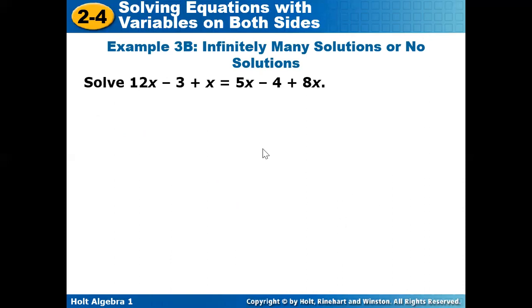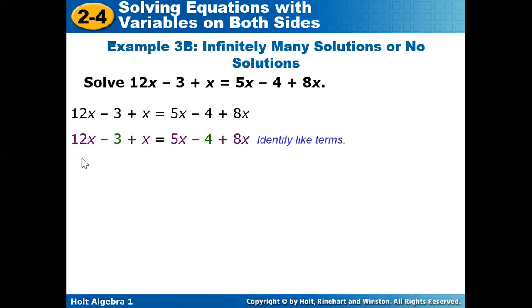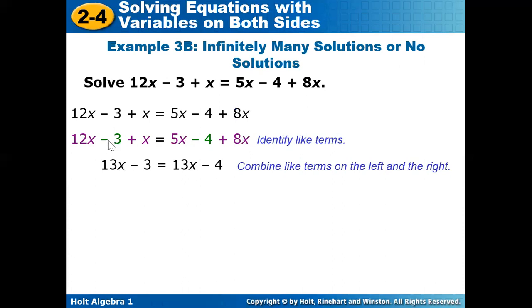All right, so once again, we're solving it in the same way. We're going to identify our like terms, and we're going to collect them. We have a variable term here, a non-variable term, and then another variable term. We will collect our variable terms on this side. Over here, we have a variable term, a non-variable term, and a variable term. So we will also collect variable terms on this side of the equal sign. 12x plus x is equal to 13x. Bring down your negative 3. 5x plus 8x is equal to 13x. And then you bring down your negative 4.